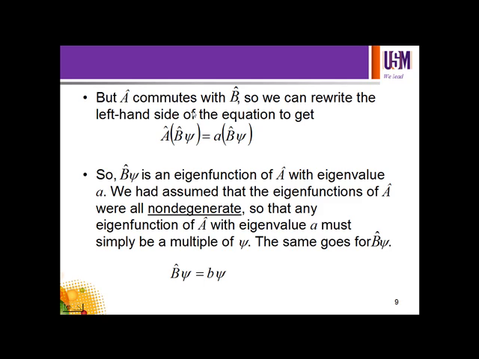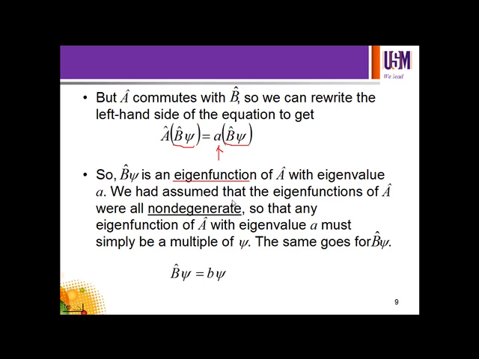But operator A commutes with B, so we can rewrite the left hand side of the equation like this. Operator A, then inside the bracket operator B psi, equal to a. This is as if the thing in the brackets here is the eigenfunction. So this is operator A, with eigenvalue a, small a here. So operator B psi is an eigenfunction. That means the term in the bracket can be considered as an eigenfunction of A with eigenvalue a, small a.